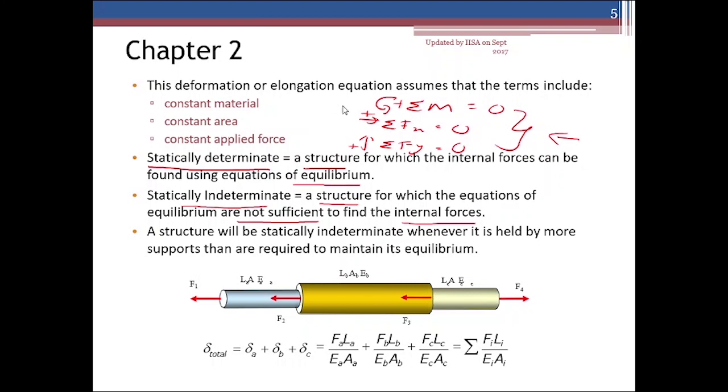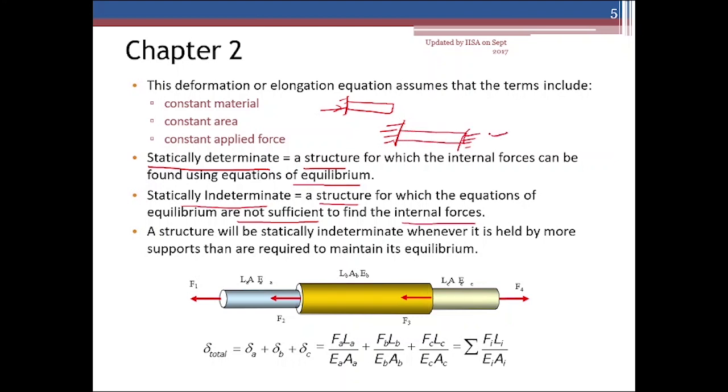Other than looking at the static equilibrium equations, we can also determine whether it is determinate or indeterminate by looking at its support. For example, if the structure only has one support over here, it is a determinate structure. But if it has support at both ends, it is usually an indeterminate structure. So for a statically indeterminate structure, where we cannot solve using only the static equilibrium equations, we need to add another equation, which is the equation on deformation, where the deformation will be equal to zero.